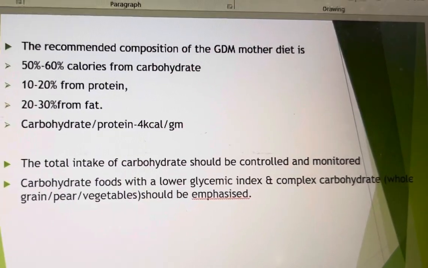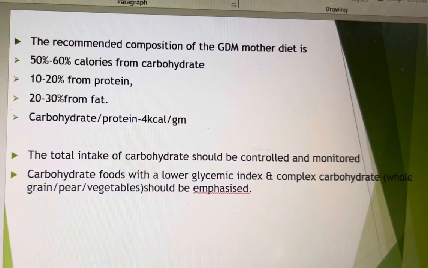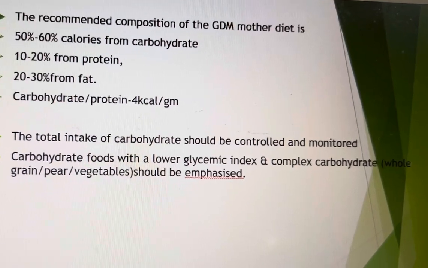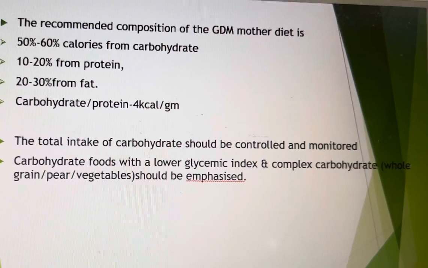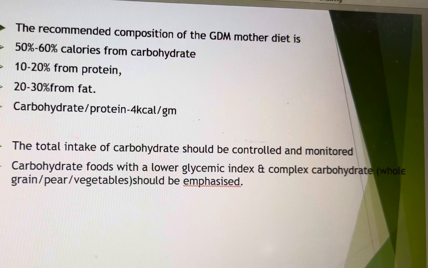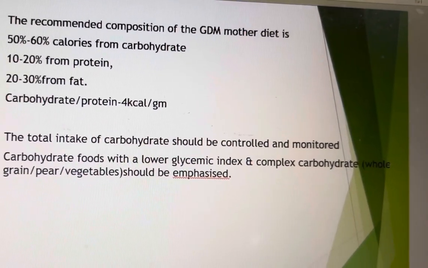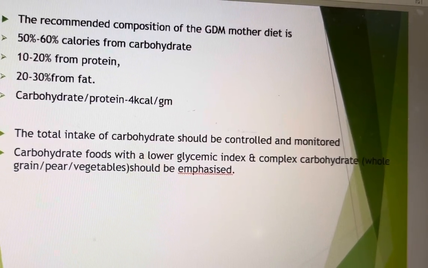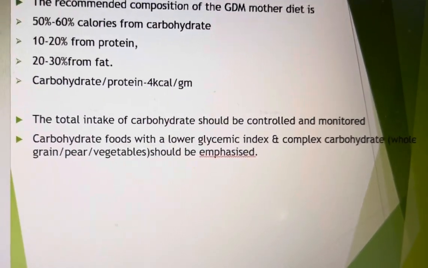The recommended diet composition for the GDM mother, that is gestational diabetes mellitus mother, is 50 to 60% of calories from carbohydrate, 10 to 20% from protein, and 20 to 30% from fat, and saturated fat should be less than 10%. Carbohydrate and protein give 4 kilocalorie per gram, and 1 gram of fat gives 9 kilocalories. The total intake of carbohydrate should be controlled and monitored. Carbohydrate foods with a lower glycemic index and complex carbohydrates like whole grain and pure vegetables should be emphasized.